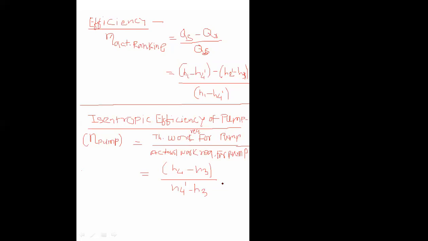Okay. With the help of this, here the only unknown will be what? H4 dash. Here eta pump, if the pump efficiency is given in the numerical, we can determine it. If you know H4 and H3, we can take them from the steam table. H3 we know, H4 and eta pump we will know, and the only unknown will be H4 dash, and we can calculate it by the equation.